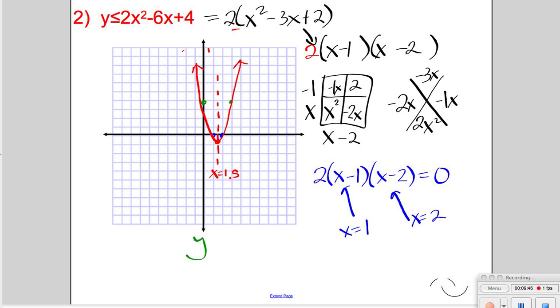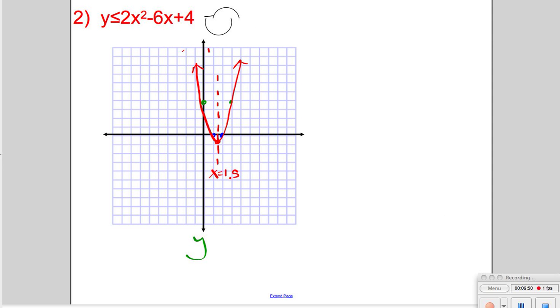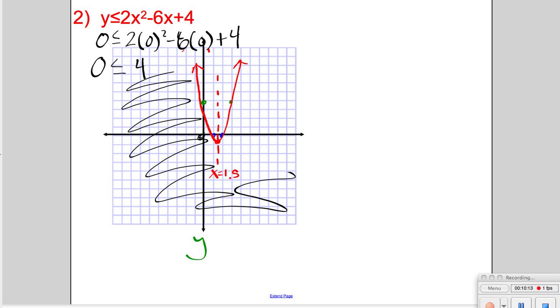I test a point inside or outside of the parabola that I've drawn so far. And I always go back to my original inequality. So I'm going to test 0, 0 again because it's fast. You can probably do this in your head once you get good at it. 0, 0 is on the outside of my parabola. I test it, I get 0, 4. And I see that that's true because 0 is less than or equal to 4, so I shade outside.